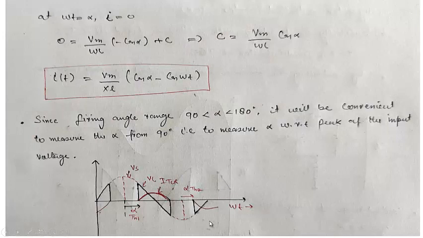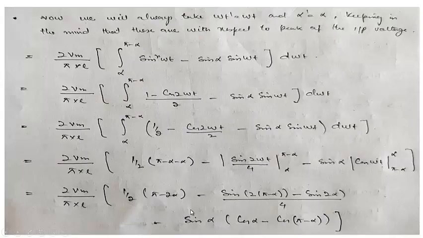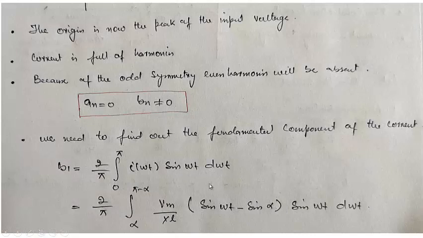And then, without referring again, I always take omega t dash as omega t and alpha dash as alpha, but keeping in mind that these are with respect to the peak of the input voltage. So then i of omega t will be equal to sine of omega t minus sine of alpha. So b1 is equal to 2 by pi, integral from 0 to pi of i of omega t sine of omega t d omega t.